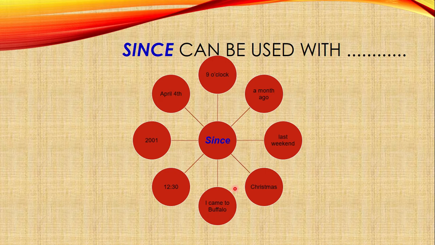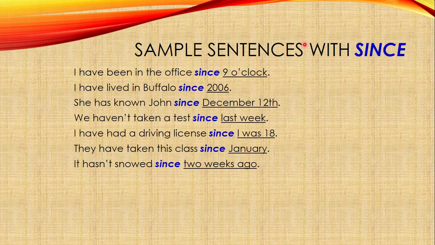Since I came to Quito, since I came to Buffalo, since 2001, desde el 2001, with years too, and with dates. Con fechas también se puede utilizar el since. Okay, I repeat. Con horas, con años, con fechas y con eventos específicos en el tiempo. Okay, let's continue. Sample sentences with since. I have been in the office since 9 o'clock. I have lived in Buffalo since 2006. Since December the 12th.